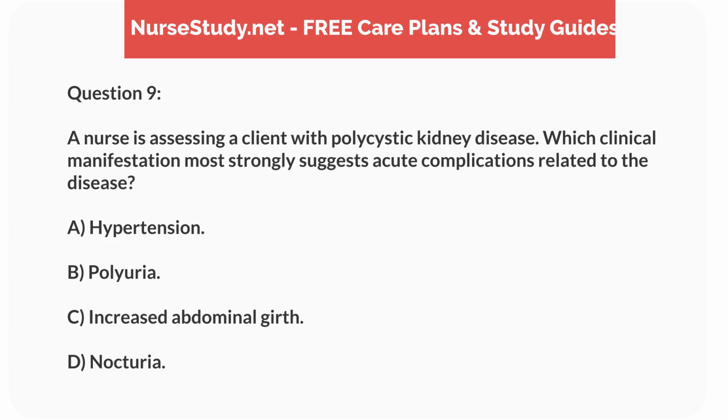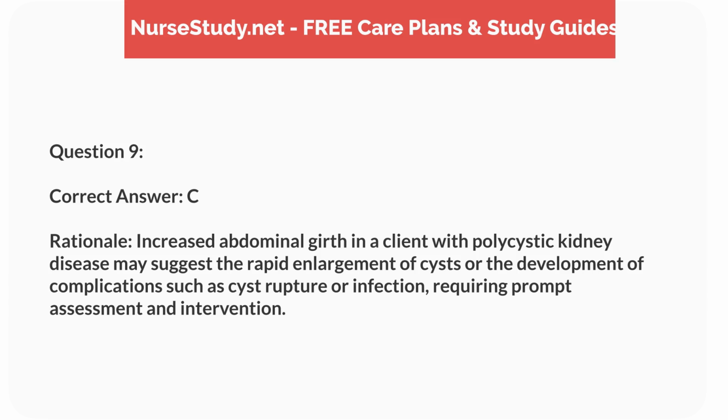Which clinical manifestation most strongly suggests acute complications related to the disease? A. Hypertension. B. Polyuria. C. Increased abdominal girth. D. Nocturia. Correct answer: C. Rationale: increased abdominal girth in a client with polycystic kidney disease may suggest the rapid enlargement of cysts or the development of complications such as cyst rupture or infection, requiring prompt assessment and intervention.